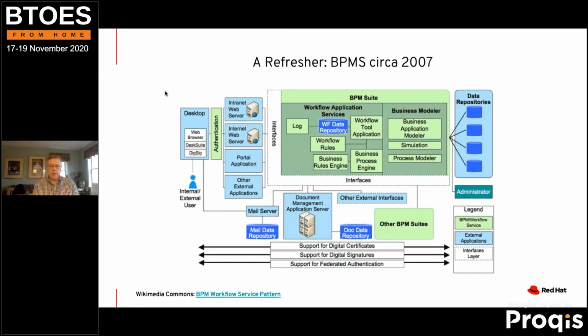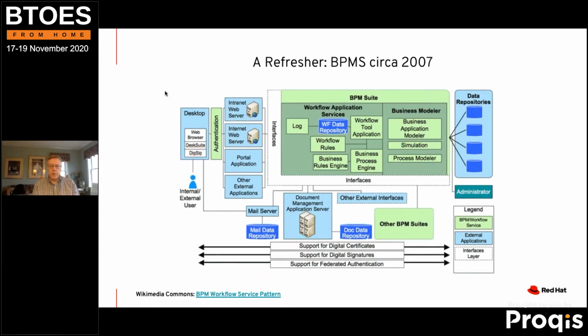There's the box on the left titled Workflow Application Services. This is what I would call the runtime components of the BPM system. So this is the components that are actually executing business processes. So moving work through the organization, routing work to different people, making sure that tasks are completed on time and so forth.